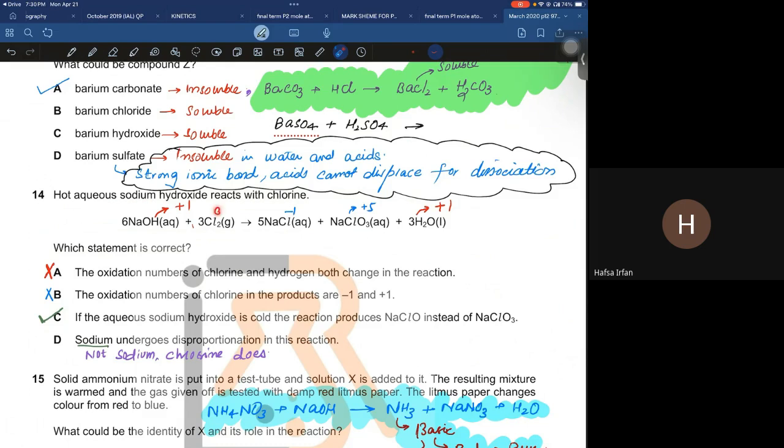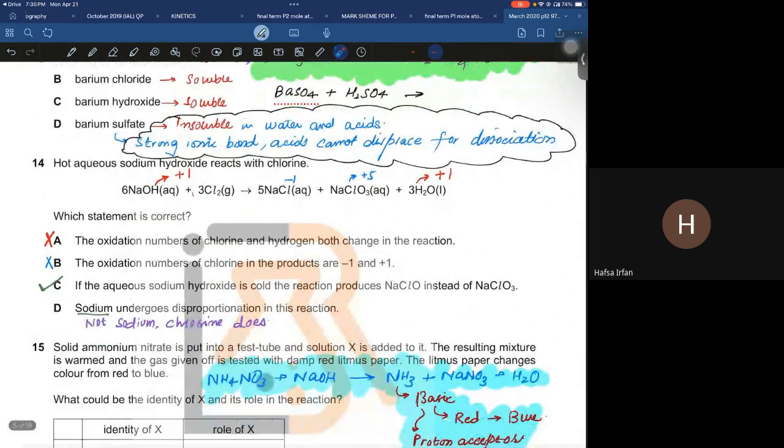If you can see, it's 0, and it's -1, +1. Chlorine is oxidized and reduced. So only the oxidation number of chlorine is changing. In option A they are saying chlorine and hydrogen both are changing. No, only the oxidation number of chlorine is changing. Then option B says the oxidation numbers of chlorine in the products are -1 and +1. No, we have calculated that this is +5.